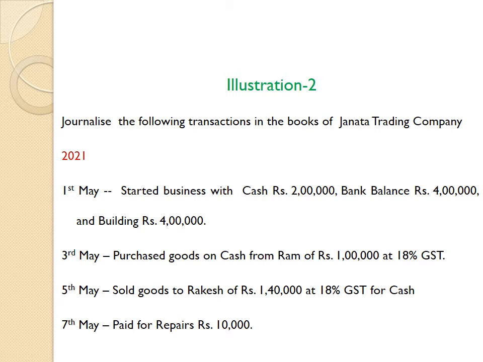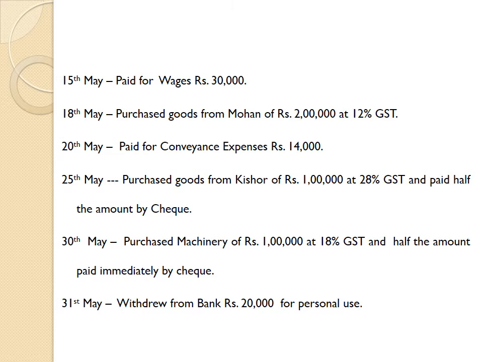On 7th May, paid for repairs rupees 10,000. On 15th May, paid for wages rupees 30,000. It is a simple journal entry as regular as usual. On 18th May, purchased goods from Mohan of rupees 2 lakh at 12% GST.